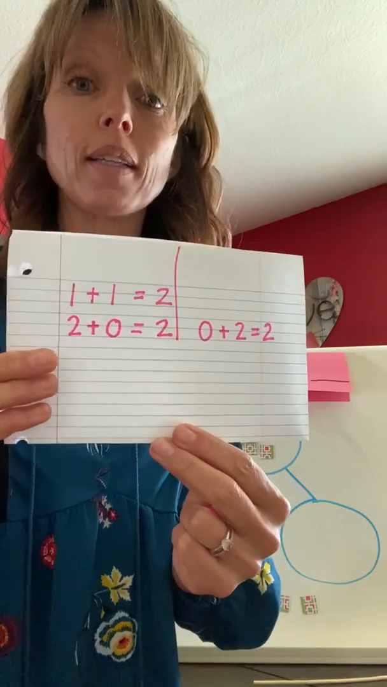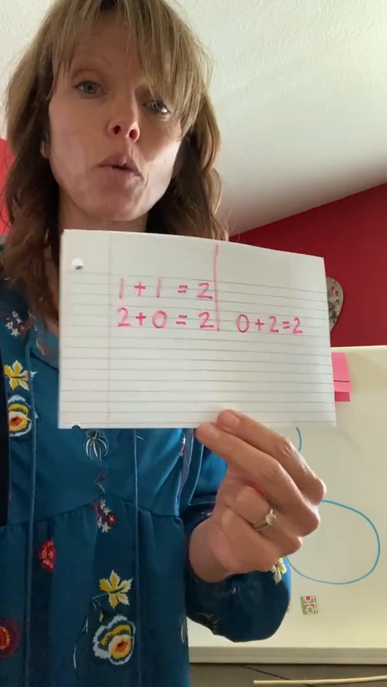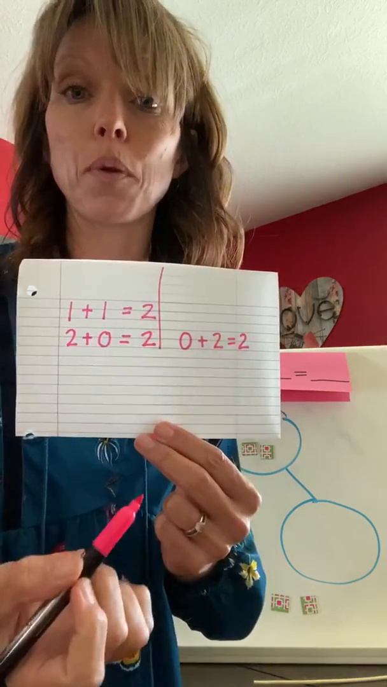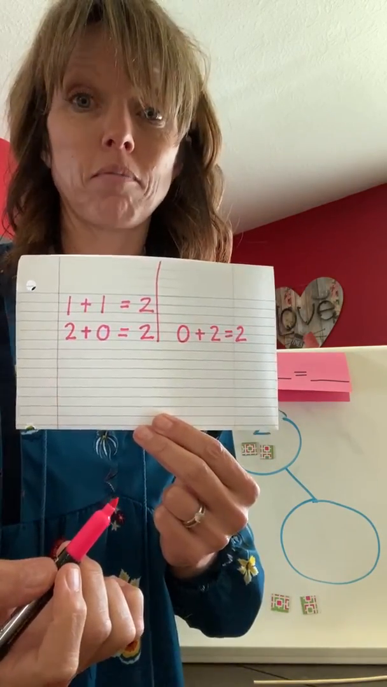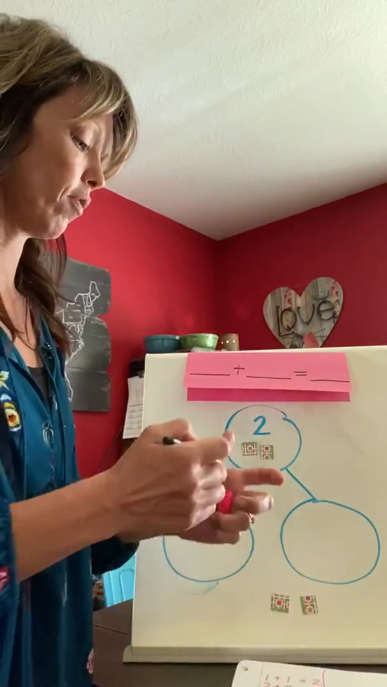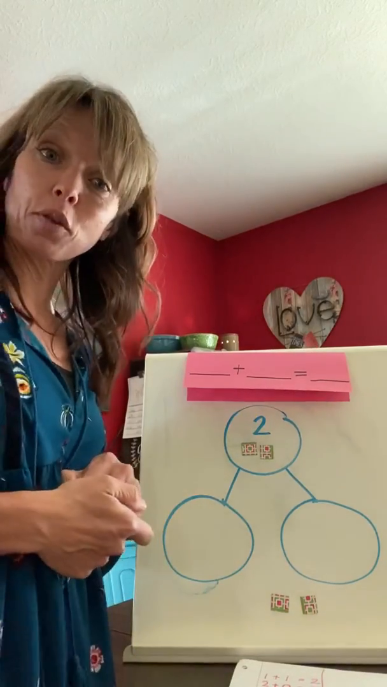And no matter what, anytime you have 0 of one thing and 2 of that thing and you put it together, you're always going to get the number 2. And your addition sentence can be written in both of these ways, okay? That's just a little fun fact. Shall we move on to the number 3 now?